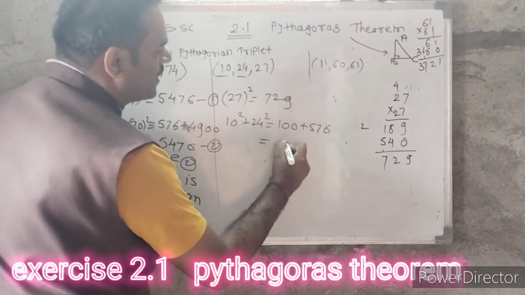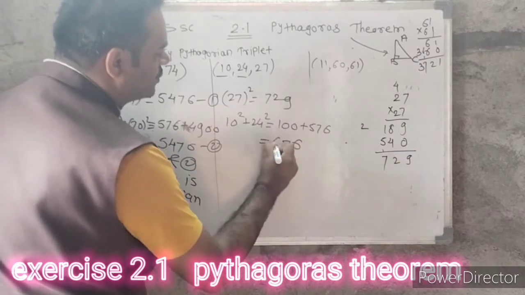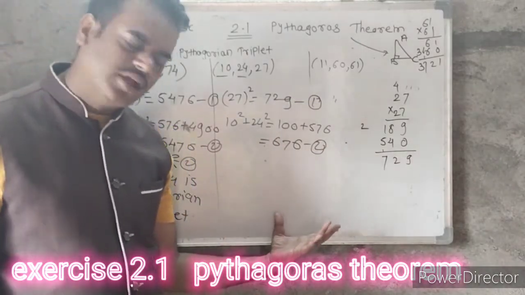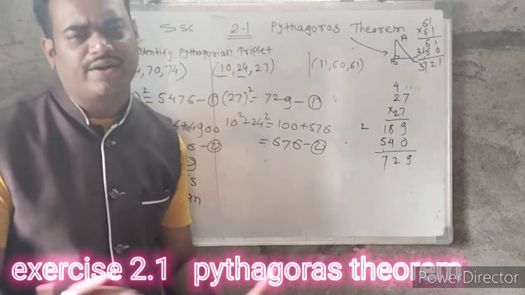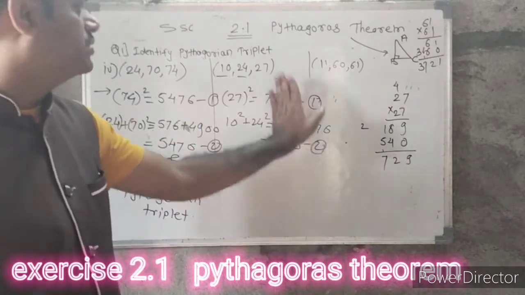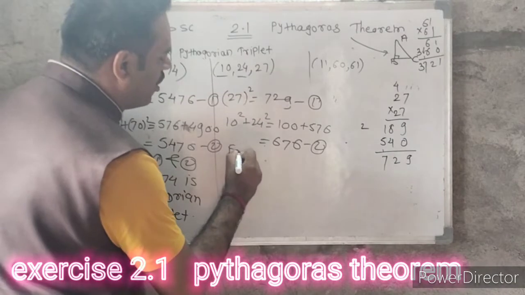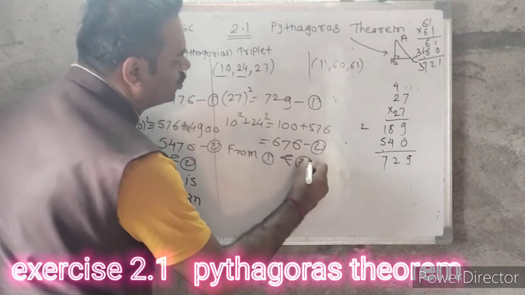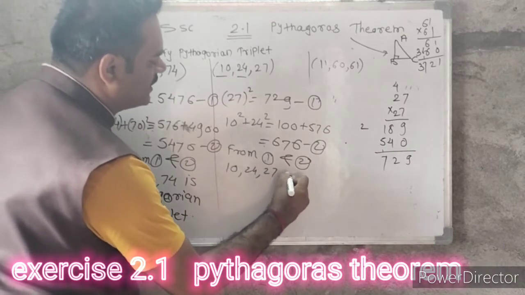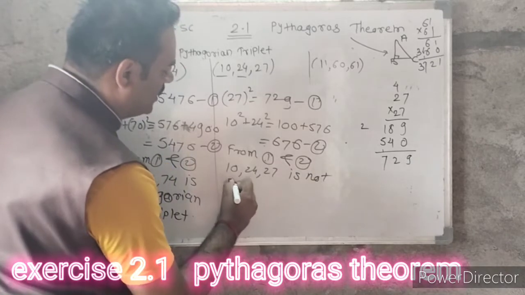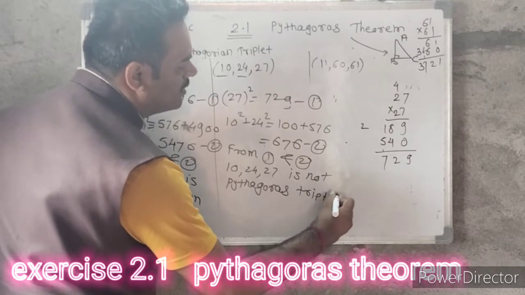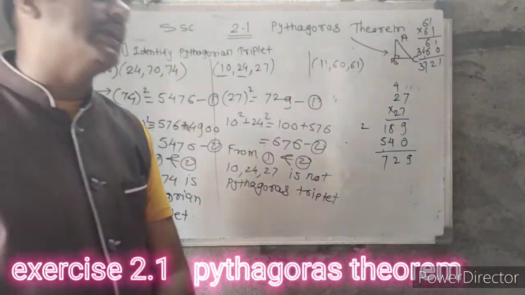Okay, addition: that is 7 6, and here 5 plus 1 is 6. Now it's 729, it's 676. So are they matching? No. Just see that both are different. So is it a Pythagorean triplet or not? Yes, very good. It is not a Pythagorean triplet because the numbers are not matching. So you have to write that from 1 and 2, 10, 24, 27 is not a Pythagorean or Pythagoras triplet.